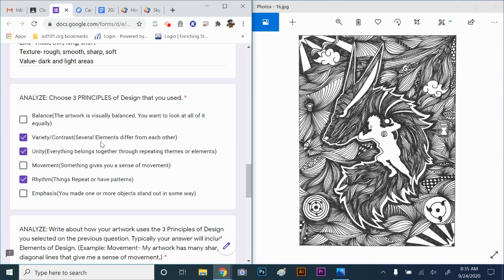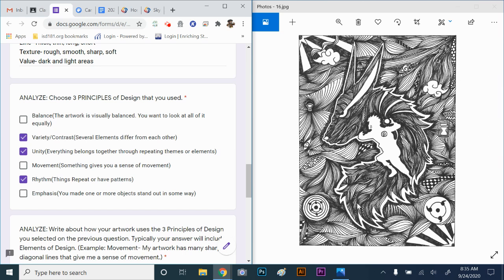Okay. Variety means that we have a variety of different elements going on. So I could say I have a variety of different lines here. I have really thick lines in the corners. I have really thin lines on the inside of the fox. I have curvy lines, things like that. So basically, you can just say I used a variety of different lines. That could be the sentence that you say. Okay. Unity, how it all belongs together. So I can say because I'm repeating the curved ribbon patterns, because it's all black and white.